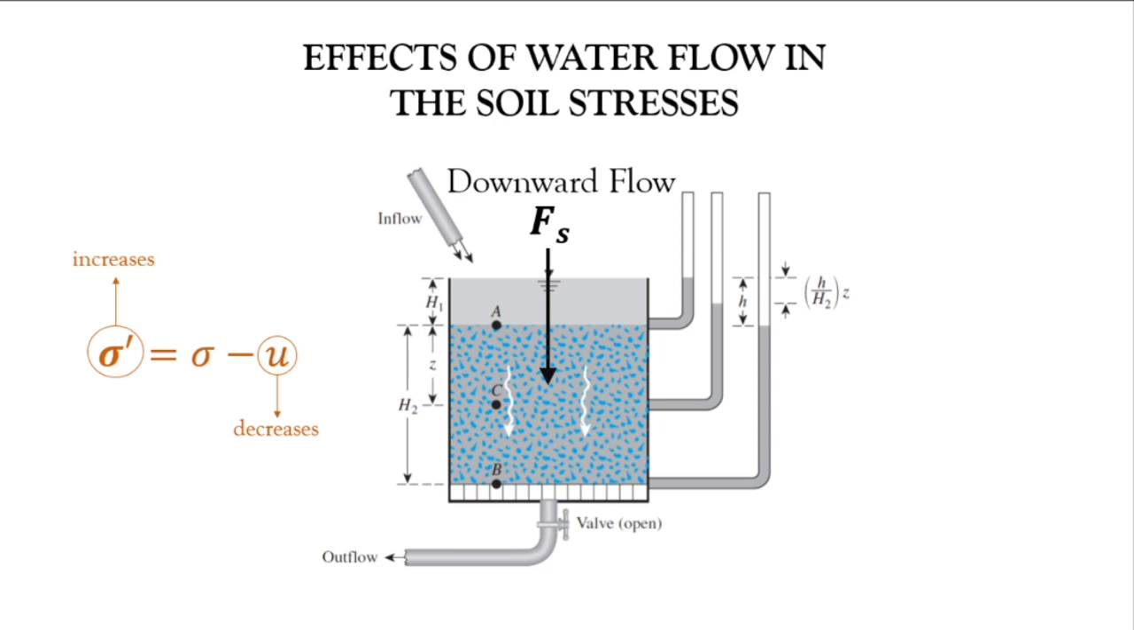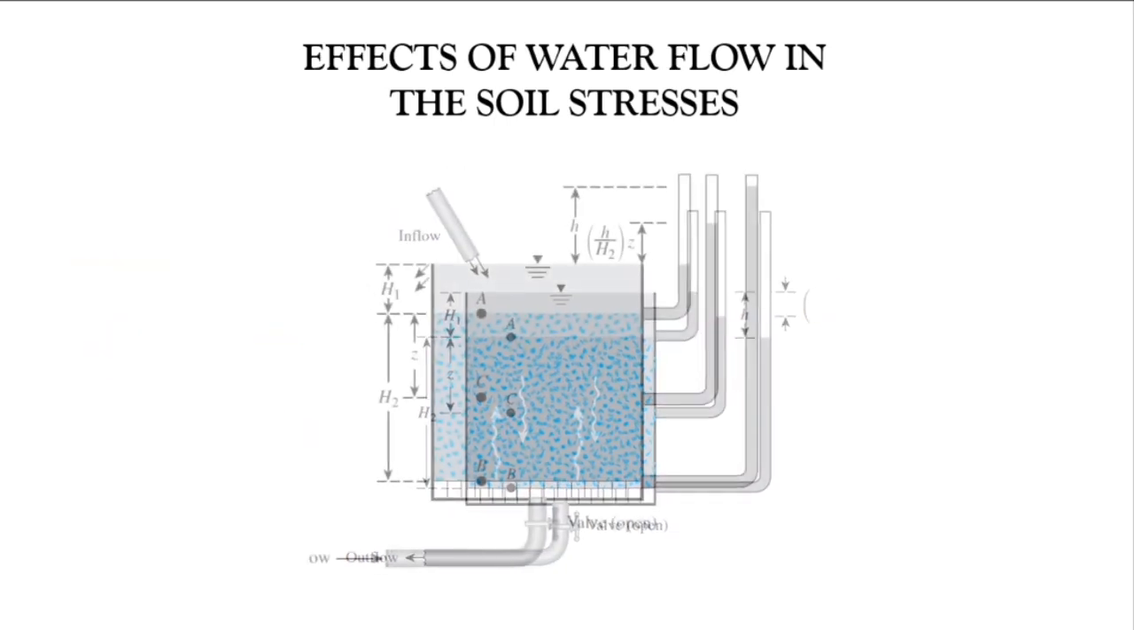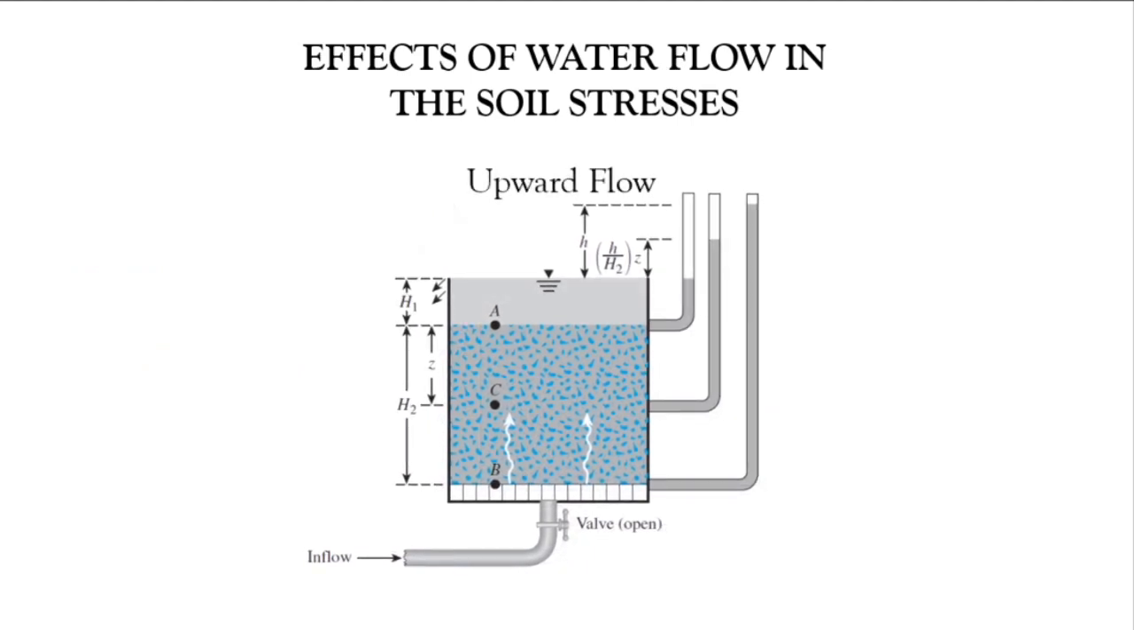Kapag upward flow naman, ito naman yung magiging setup. So ang upward flow, dito manggagaling sa ilalim yung flow kaya yung energy natin sa point B ay mas mataas compare sa energy at point C and point A.